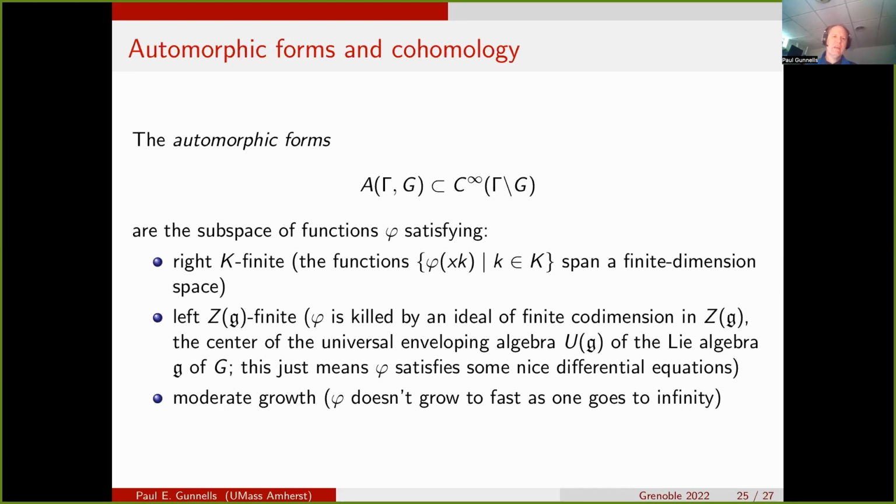I think the easiest case to understand it is if you look at SL2(R). Then there's a unique generator, a unique differential operator that's relevant here. It's the Laplacian on the upper half plane. That is the operator that you get from Z(g).